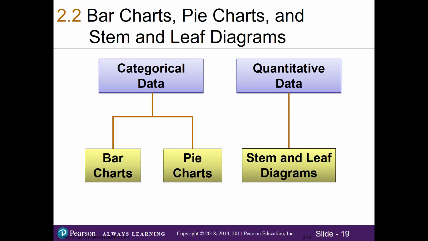So in section 2.2, you learned about bar charts, pie charts, and stem and leaf diagrams. We're actually not going to use the stem and leaf diagram because I've never seen it used in business, so it will not be covered on any exams. Instead, we'll focus more on how to display categorical data, which is essentially qualitative data such as gender, political affiliation. It's information that is not numeric.